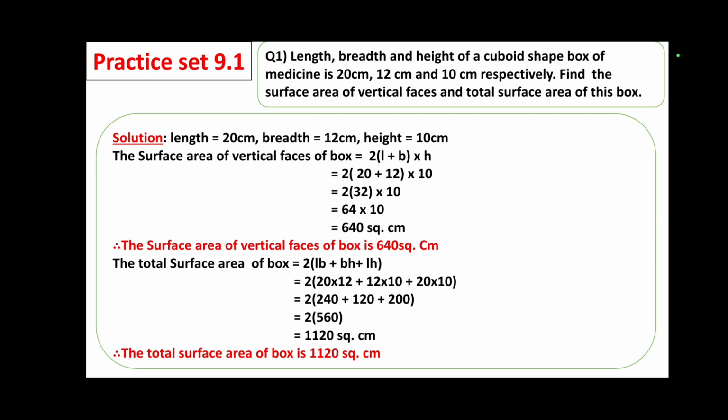Understood? Okay, now let's move to question number 2. The second one is given: the total surface area of a cuboid-shaped box is 500 square unit. It means the total surface area of the box is already given.